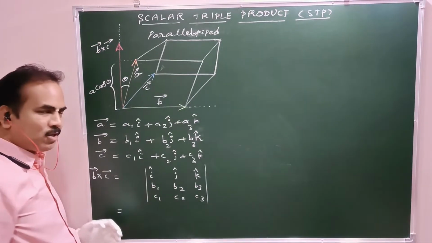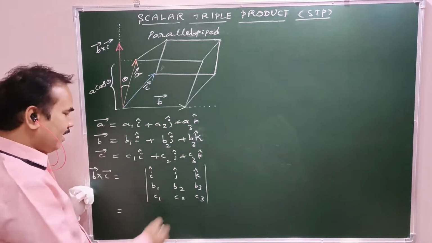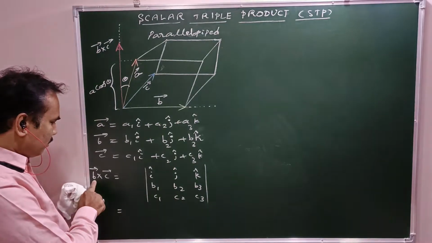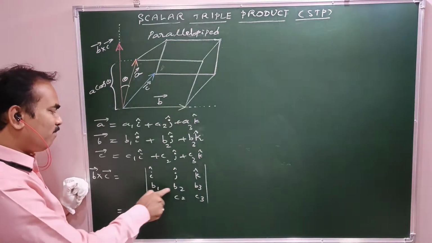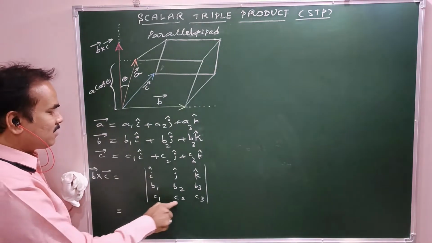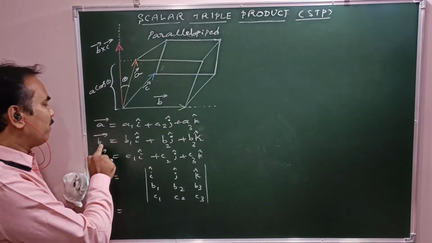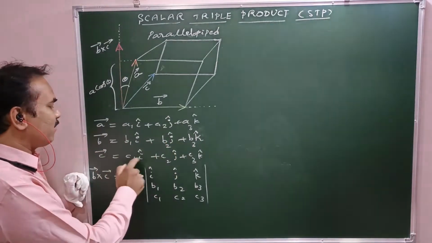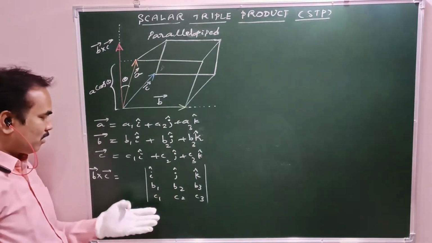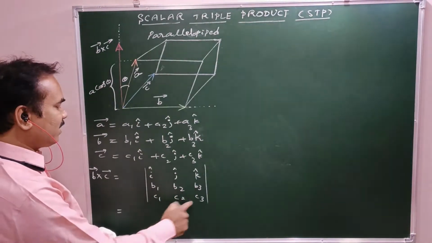Now, how to find the cross product? By taking the determinant, that is i, j, k, below which the components of b bar, that is b1, b2, b3, below which the components of c bar, that is c1, c2, c3. What are the components of a bar? a1, a2, a3. For b, b1, b2, b3. For c, c1, c2, c3. So those only are written here.